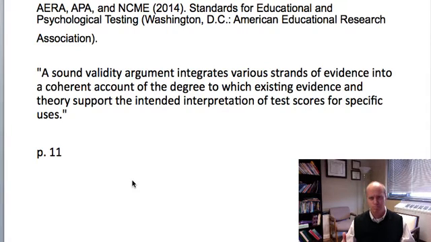They co-develop this handbook, and they reproduce it every few years. Right? Standards for Educational Psychology Testing. So they say, a sound validity argument integrates, that's the key word, various strands of evidence into a coherent, I would add holistic, account of the degree to which existing evidence and theories support intended interpretation of test scores for specific uses. So it is wrong to say a measurement is valid. It would be more correct to say there is strong evidence for the validity of a measurement.